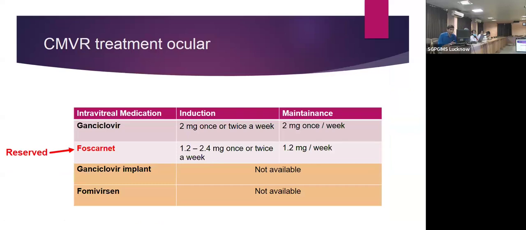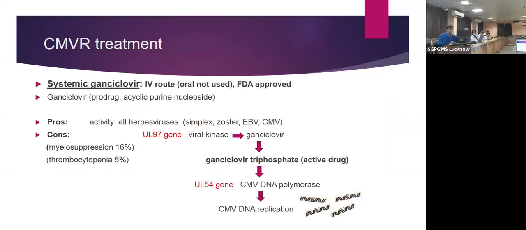These are the doses of these drugs, and the ganciclovir implant and fomivirsen are not available commercially now, so we are not going to talk about them. Actually, ganciclovir is a very good drug for CMV retinitis. Only myelosuppression in hematological patients, and thrombocytopenia, make these drugs difficult to use. So many times these drugs create a problem of this sort. But what is good about this drug? It is active against all herpes viruses: simplex, zoster, EBV, and CMV.